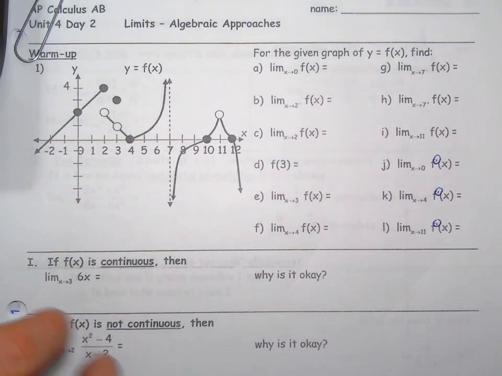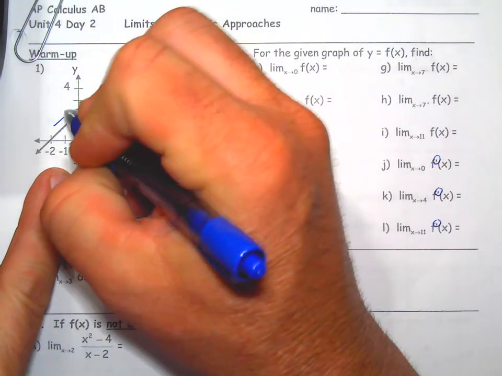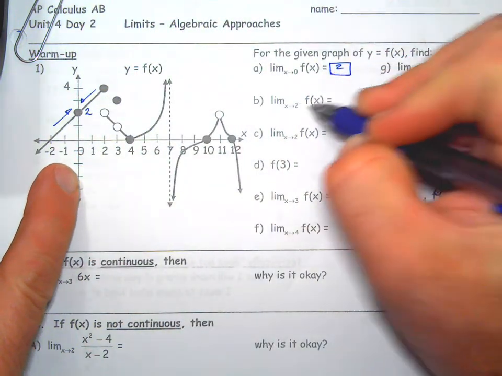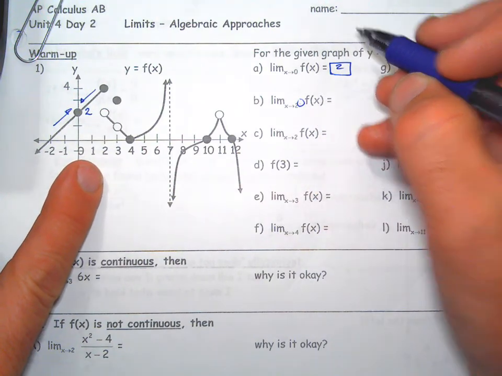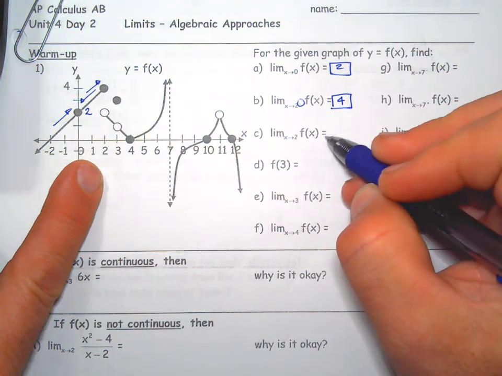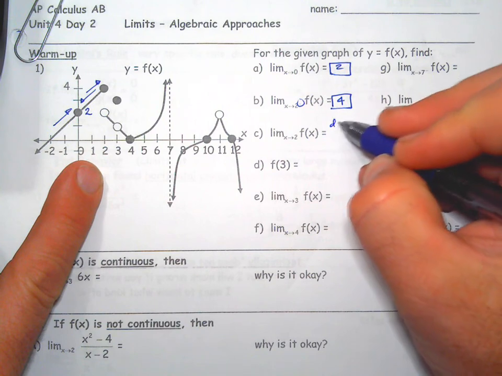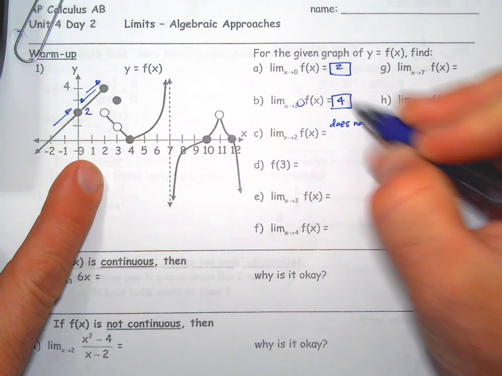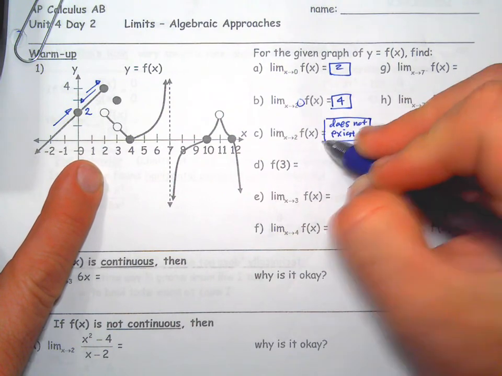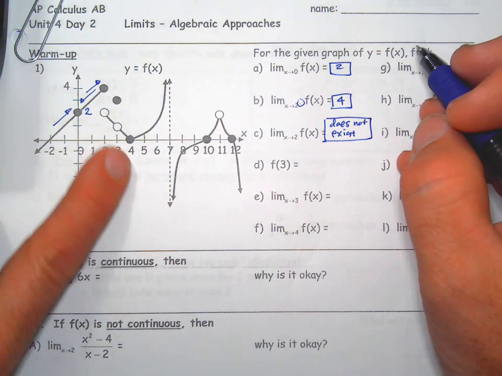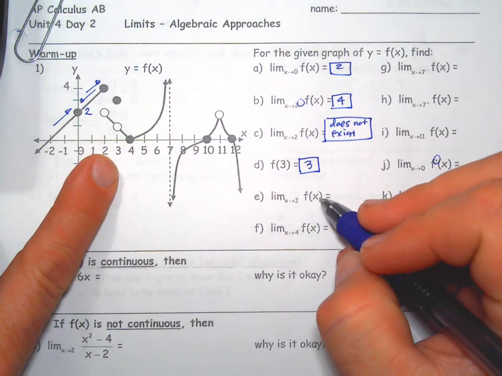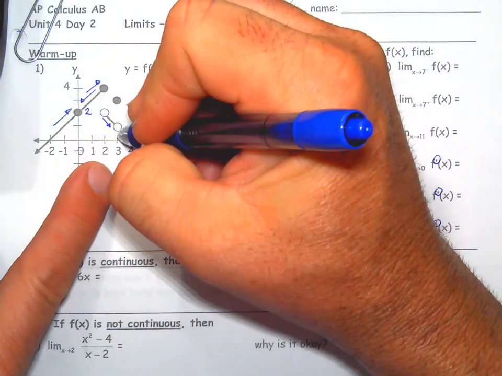Okay, assuming you've tried it, the limit as x approaches 0 from both sides has to agree, appears to be approaching 2. Part B is approaching 2 from the left side, which approaches 4. The overall limit at 2 does not exist because the two sides don't agree. The left side's going to 4. The right side's going to 2. So it does not exist. The value of the function at 3 appears to be 3. That does not have to agree with the limit. As x approaches 3, both sides agree that it appears to be going to 1.